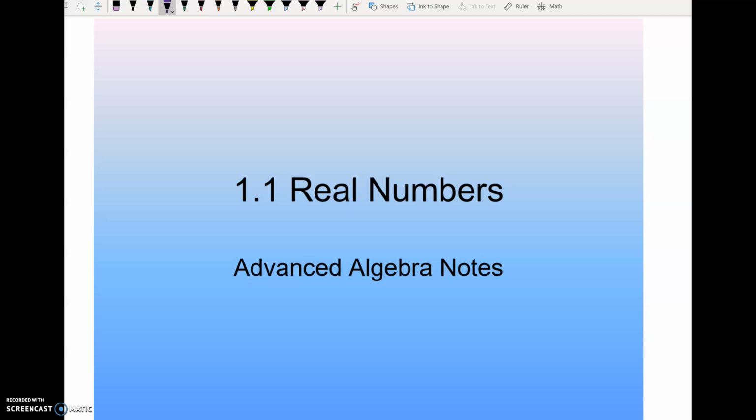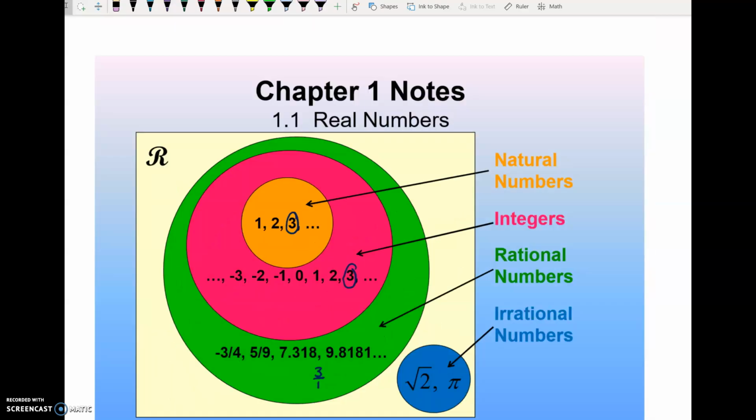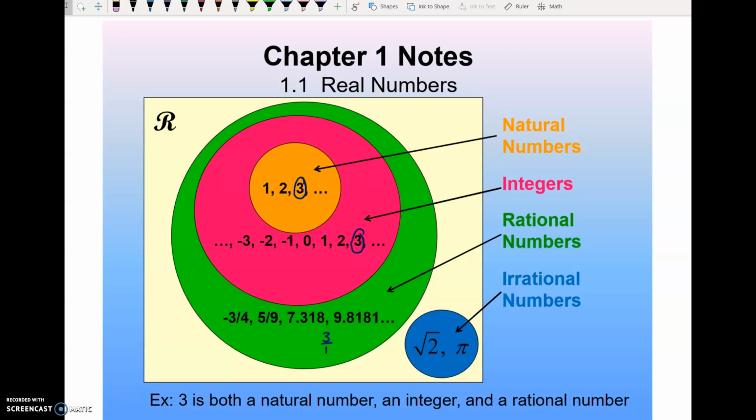Section 1.1 talks about real numbers. And there's this Venn diagram, a series of circles. The yellow box indicates real numbers. So anything inside this yellow box is a real number. We are not going to talk about non-real numbers or imaginary numbers right now. Imaginary numbers would not fit in here at all.